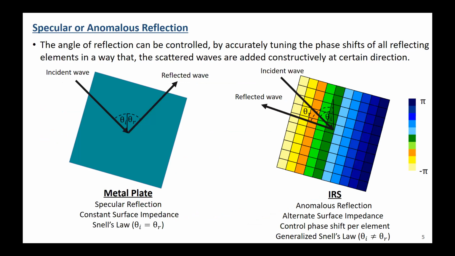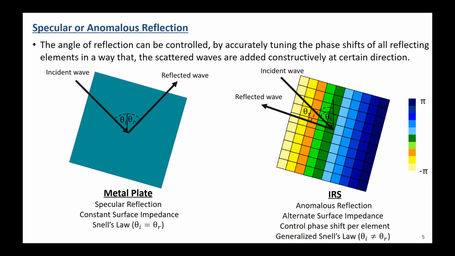What's different between an intelligent reflecting surface and a normal surface, such as a metal plate, is that in the case of a normal surface, we follow specular reflection, which is the reflection that occurs when light is incident on and reflected from a mirror, where the angle of incidence and the angle of reflection are equal. This follows Snell's law. However, in the case of an intelligent reflecting surface, we follow a different reflection model. We follow anomalous reflection, where the angle of incidence and the angle of reflection don't have to be equal.